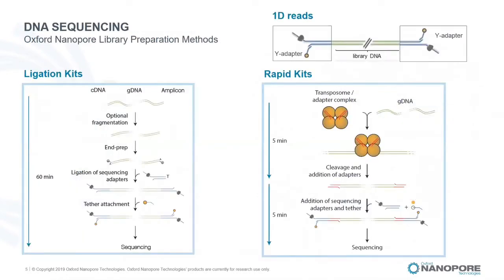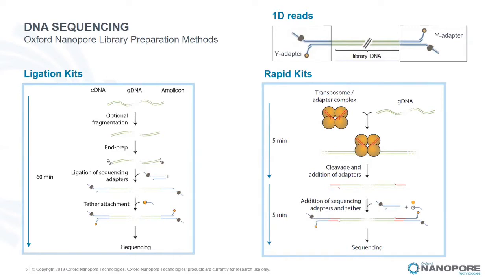This is a simple picture drawing of the library preparation. Mainly, we have two types of method. One is the ligation method. The other is the rapid method. For the rapid method, we use rapid chemistry and a slightly different way of attaching a sequencing adapter. But in both library preparations, the main point is attaching a sequencing adapter with a motor protein that navigates the molecule into the nanopore. The ligation method takes 60 minutes, and the rapid kit just 10 minutes. Two steps and just 10 minutes.